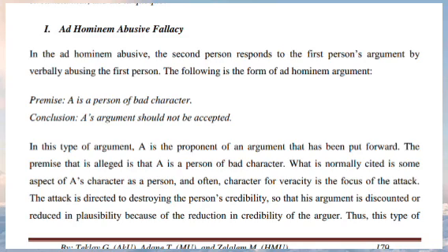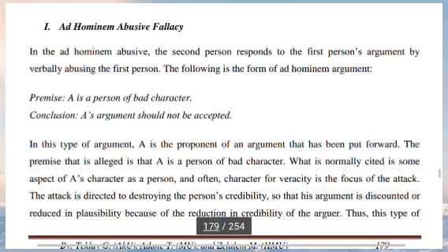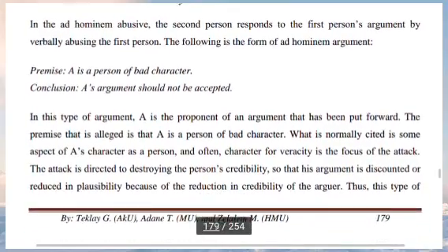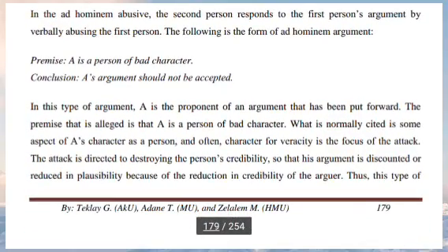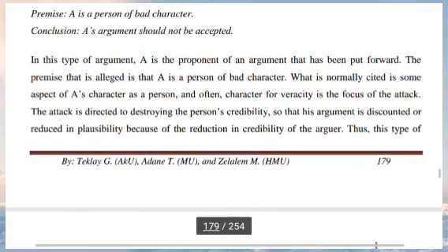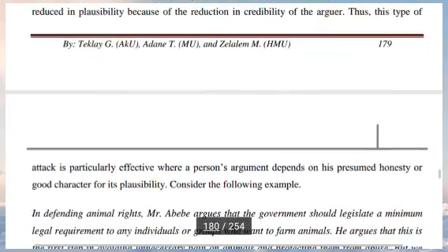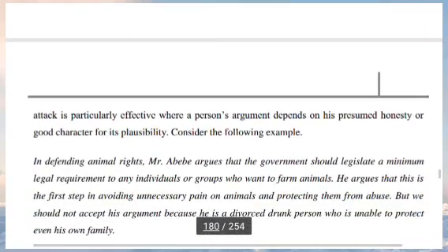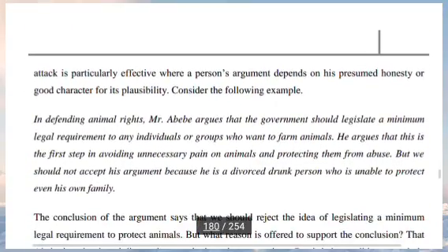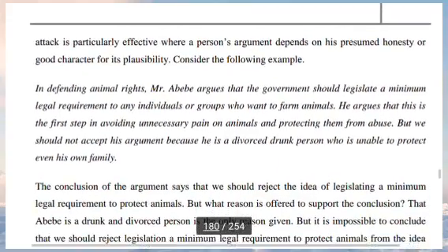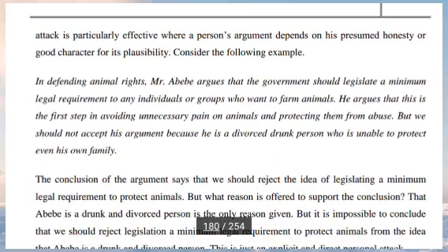For example, in defending animals' rights, Mr. Abebe argued that the government should legislate a minimum legal requirement for any individuals or groups who want to farm animals. He argues that this is the first step in avoiding unnecessary pain on animals and protecting them from abuse. But we should not accept his argument because he is a stupid, nasty, divorced, drunk person who is unable to protect even his own family.